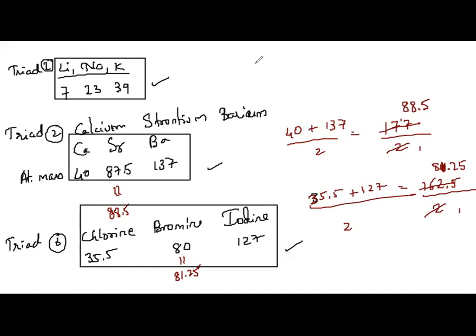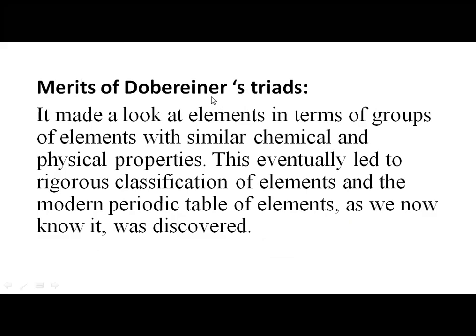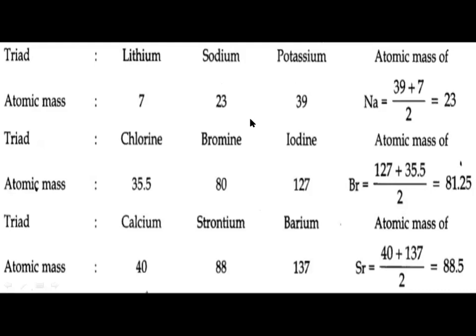So when there is similarity in the properties of three elements, combining those three elements and studying them was becoming easy at that time. Therefore, it made us look at elements in terms of groups of three elements with similar chemical and physical properties. This eventually led to rigorous classification of elements, and the modern periodic table of elements as we know it now was discovered. It was discovered later, but this was the first classification made.